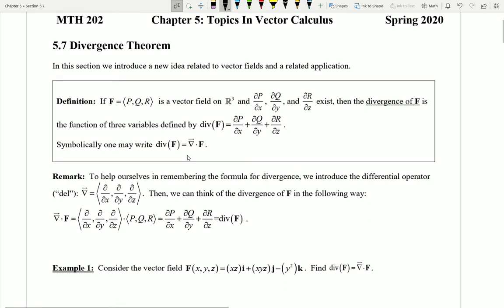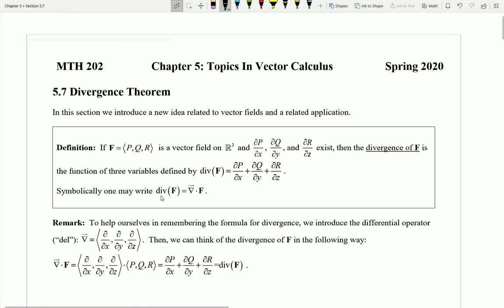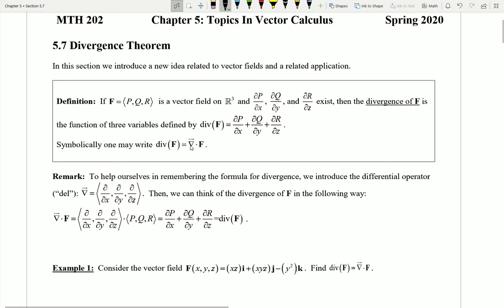So symbolically, we write div of F, or we use this gradient notation, gradient dot F. So notice that's not gradient of F, that's gradient dot F. So this is kind of a weird thing. This really isn't gradient. In fact, it has a different name.